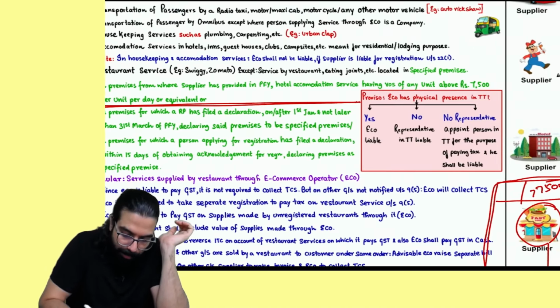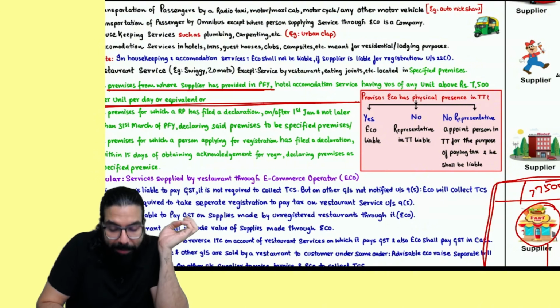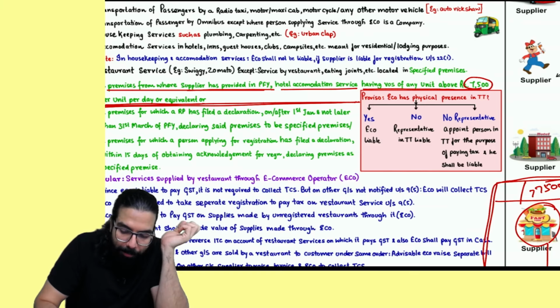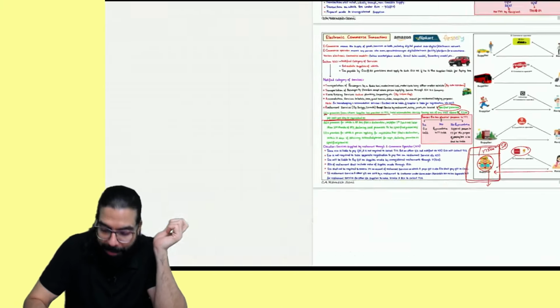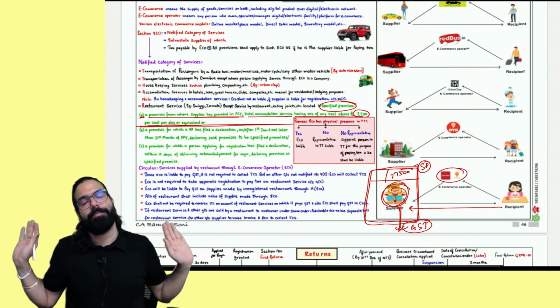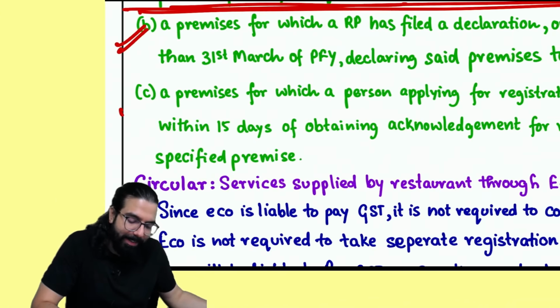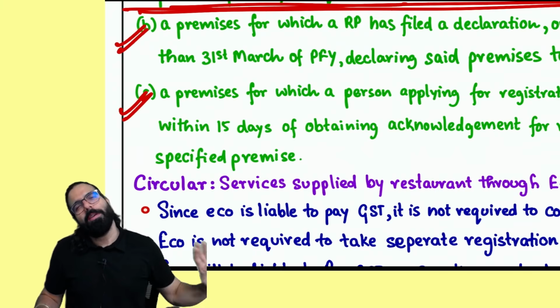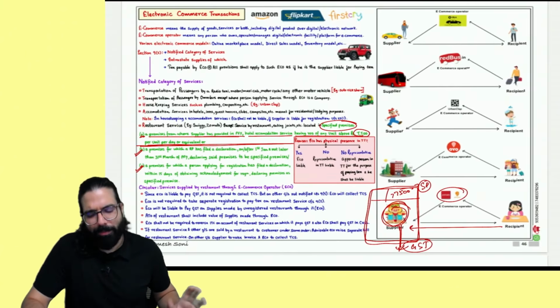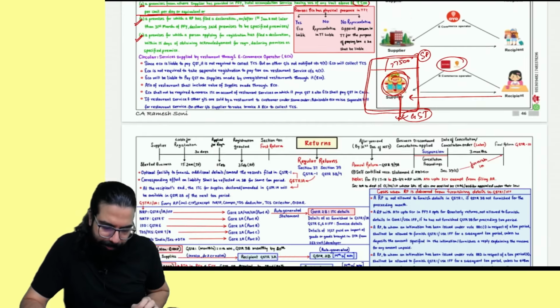A premise from where the supplier has provided in the preceding financial year restaurant or hotel accommodation service having value of supply of any unit above 7,500 will become a specified premise, and in the case of a specified premise, the restaurant only pays the GST, 9(5) is not applicable. This point, what I already told you, that is only applicable. For Jan students, B and C point is applicable. For January, I'll release one small amendment later.